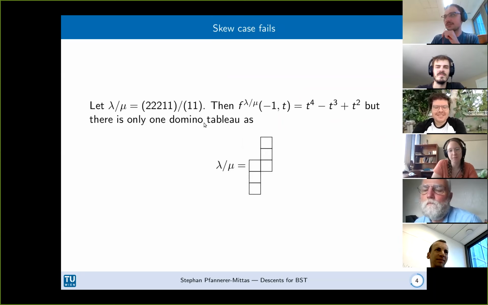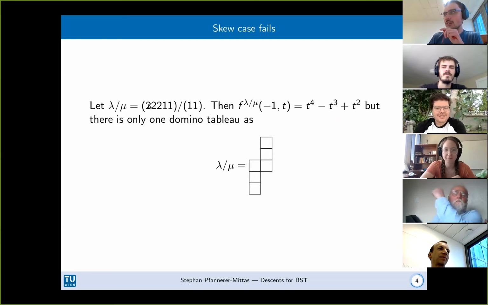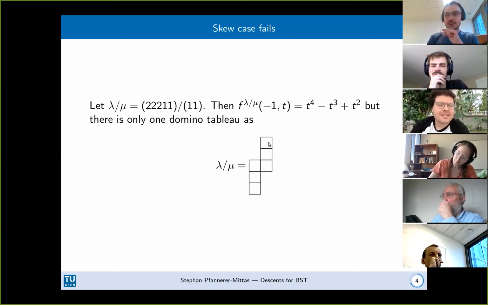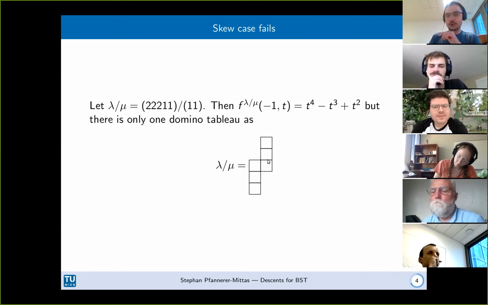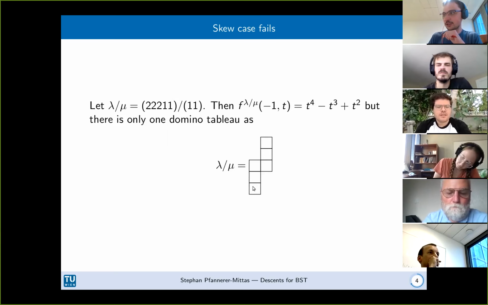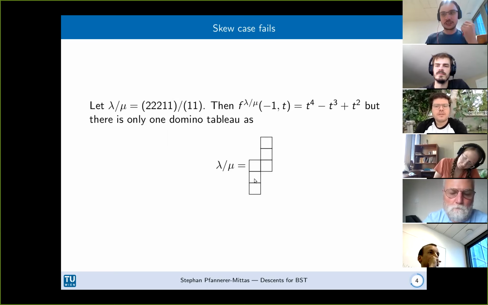So here's, I think, the smallest example. We take these nice Q shapes looking like this, and there's just one border strip tableau with strip size 2, where I put these together, and these together, and then the labeling is unique. So we only have one border strip tableau.